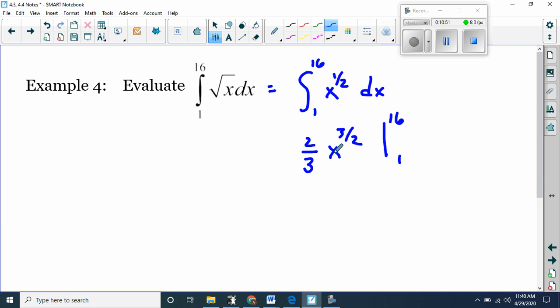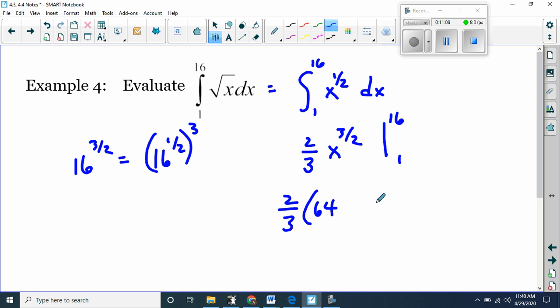Plug in 16. 16 to the 3/2. You could evaluate on your calculator, or split it up like that. It gives you 4 to the 3rd, so 64.